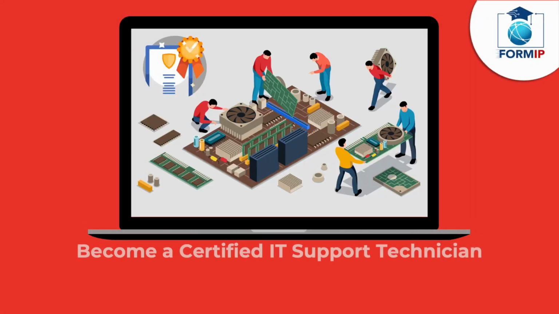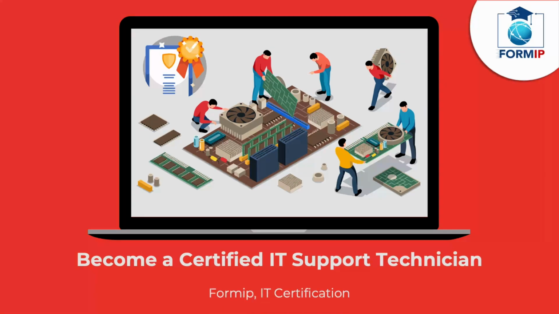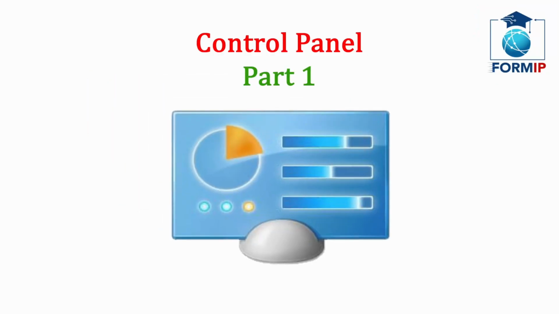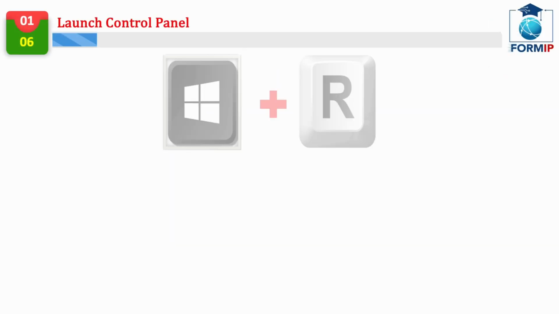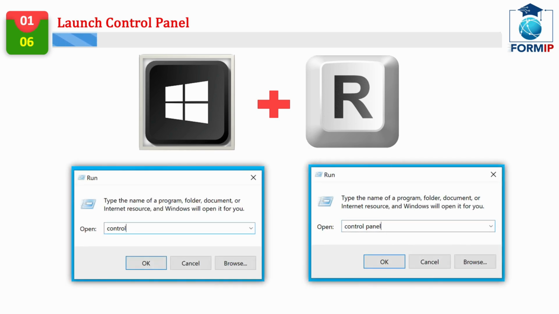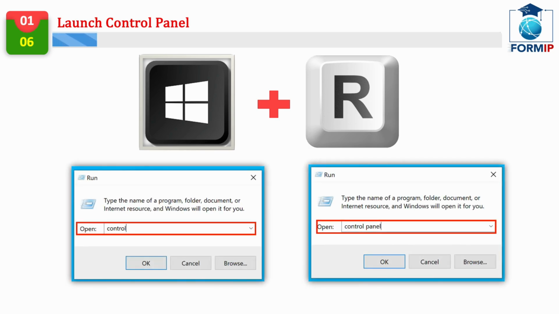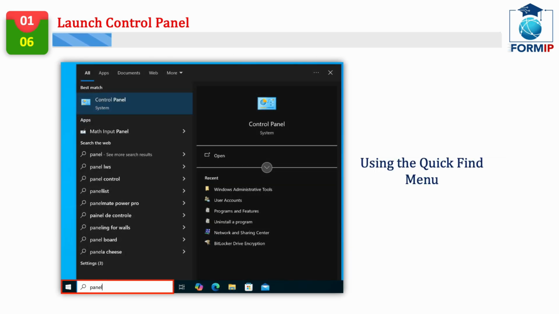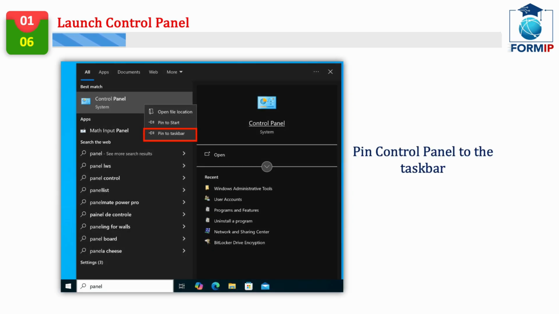In this new course, we're going to take a detailed look at the different tools present in the control panel. Let's start with the launch of the control panel. You can use the Run window as usual and type the command Control or Control Panel, just like you can also use the quick search menu by simply typing Panel. If you want to make the control panel always visible and accessible quickly, you can right-click on it and click on Pin to Taskbar. It will be added directly to your Windows taskbar.